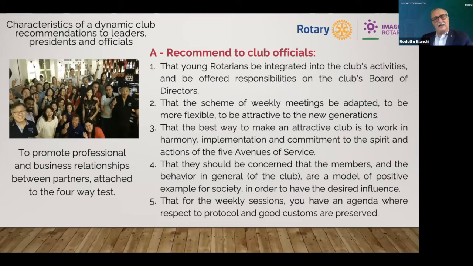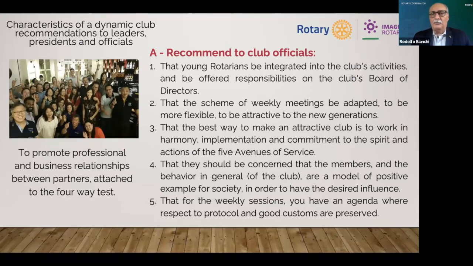Every member that comes into a new club and participates in the board of directors and realizes what a club is, what the Rotary Club is doing, will start to show interest and want to participate. Two, that the scheme of the weekly meetings be adapted to be more flexible, to be attractive to the new generations. We are losing members very fast.